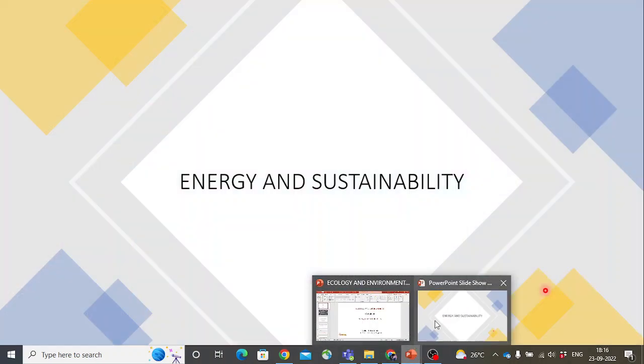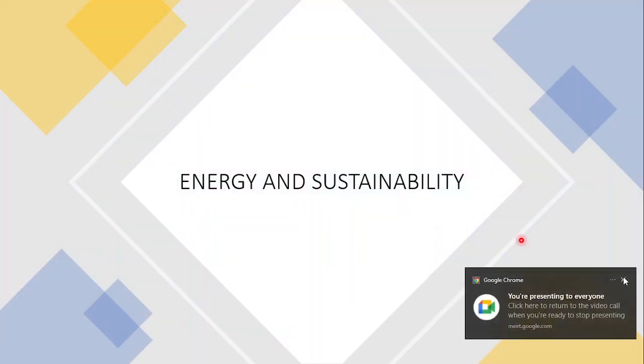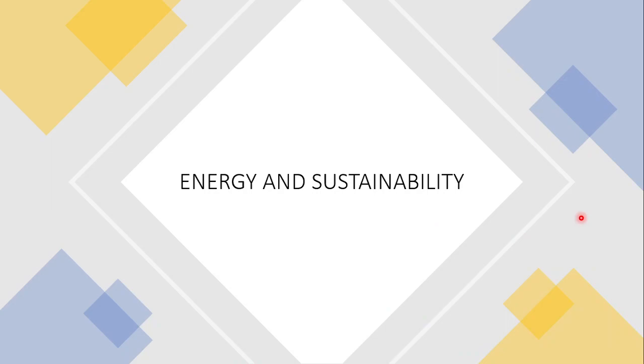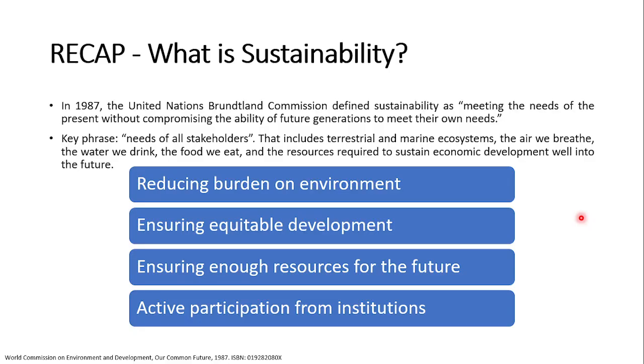And I'll just proceed to this week's lecture. All right, energy and sustainability. To recap, what is sustainability? In 1987, the United Nations Brundtland Commission defined sustainability as meeting the needs of the present without compromising the ability of future generations to meet their own needs.